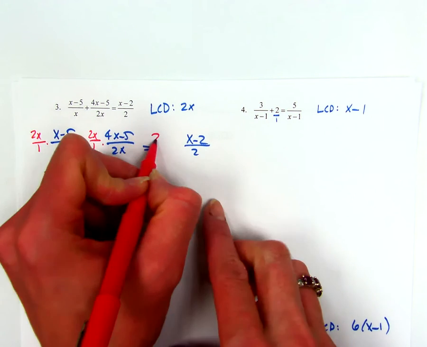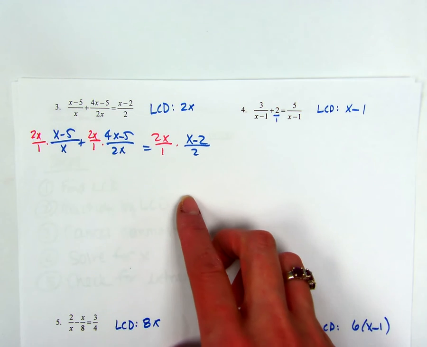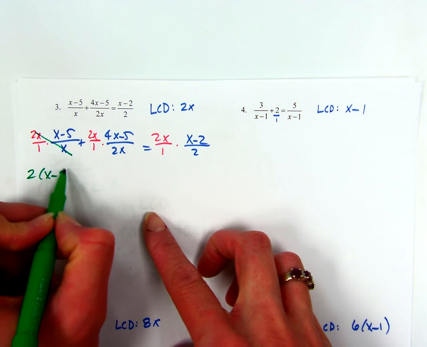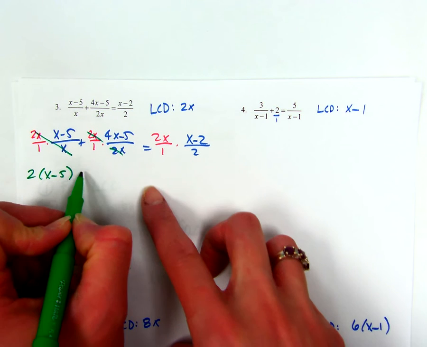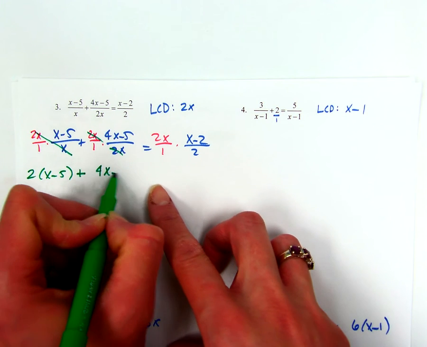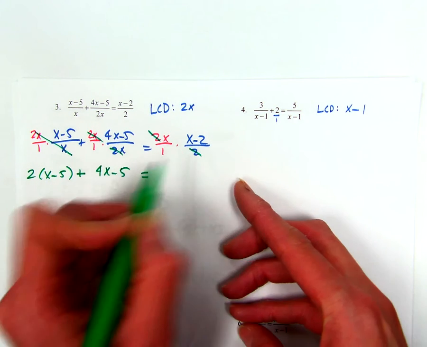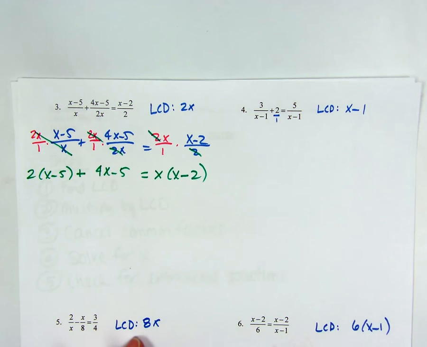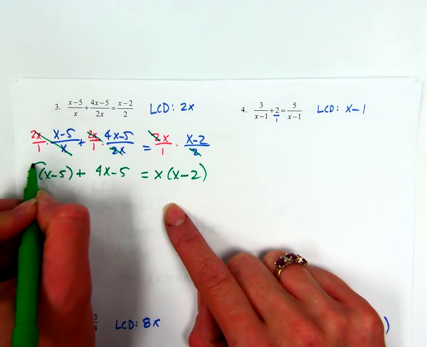So I'm going to multiply each one by that. And you're going to look for things that cancel. So my x's cancel. I'm left with 2 times the quantity x minus 5. Here my 2x's cancel, so I'm left with 4x minus 5. Here only my 2's cancel, so I'm left with x times the quantity x minus 2. All right, so you have to distribute in a couple of places.